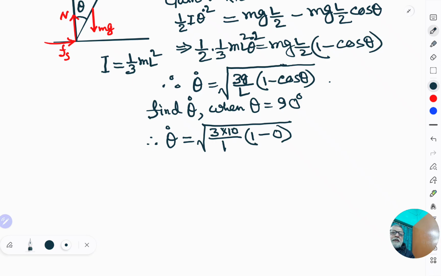Theta dot is root 30, which is equal to 5 point almost 477 radian per second.